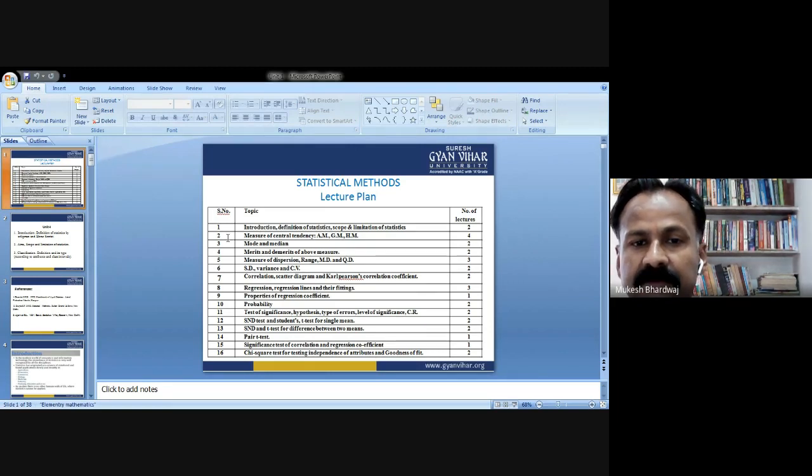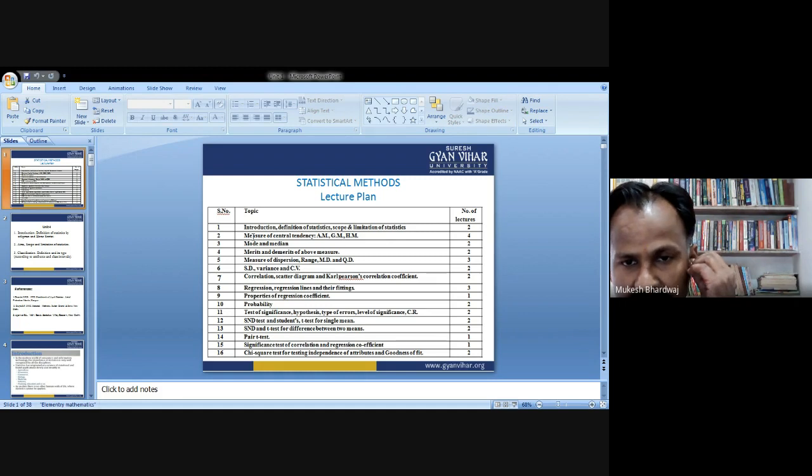In the second subtopic, there is measure of central tendency. Measure of central tendency means you want to calculate the arithmetic mean, mode, and median. I think you are already well aware of these terminologies, how to calculate the mean. The basic meaning of arithmetic mean is to calculate the average of the data. Whatever data is provided to you, you need to calculate the average of that. That is called arithmetic mean.